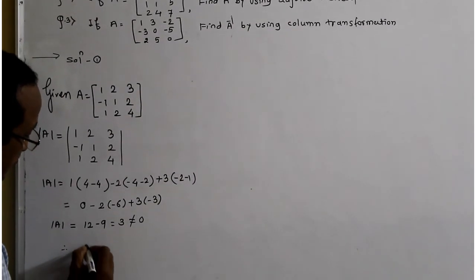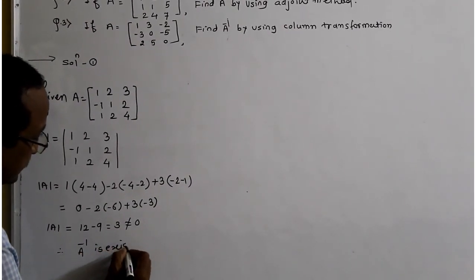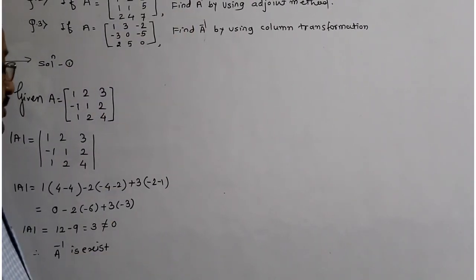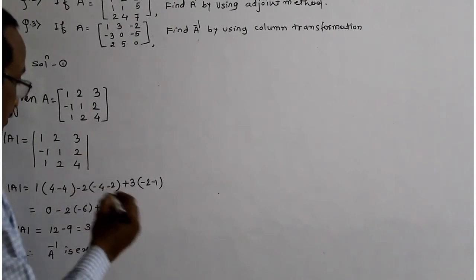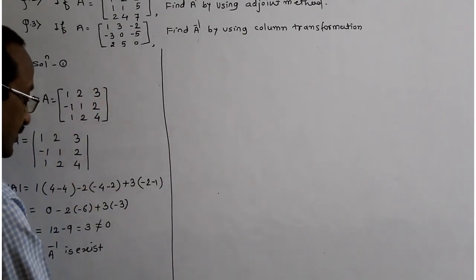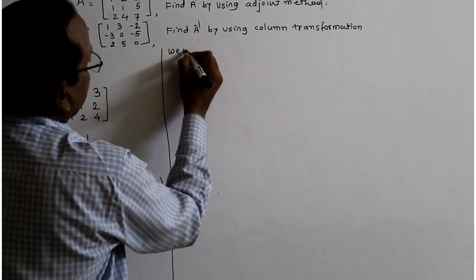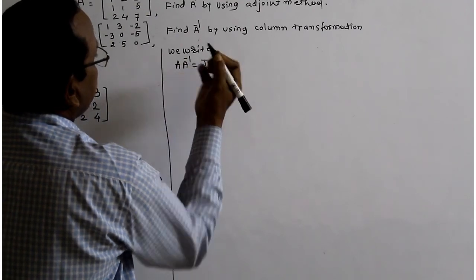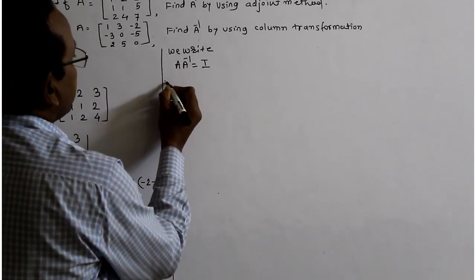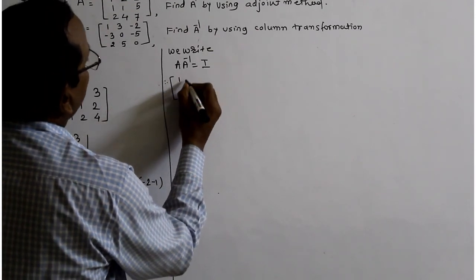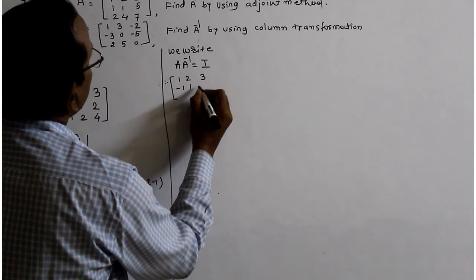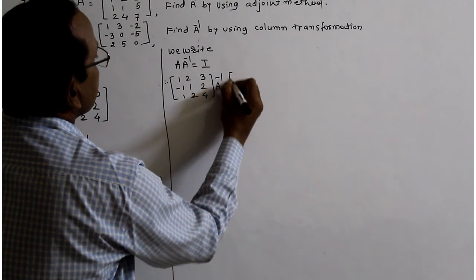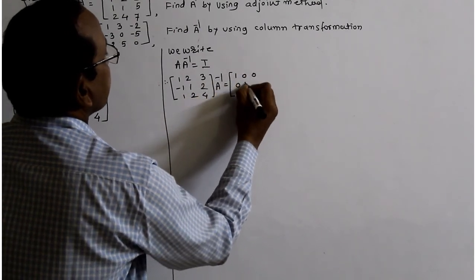So therefore A inverse exists. Now we proceed to find the inverse by using elementary row transformation. How to find it by using elementary row transformation? We write this condition: A into A inverse is equal to identity. A means the given matrix, it is [1, 2, 3; minus 1, 1, 2; 1, 2, 4] into A inverse is equal to the identity matrix.